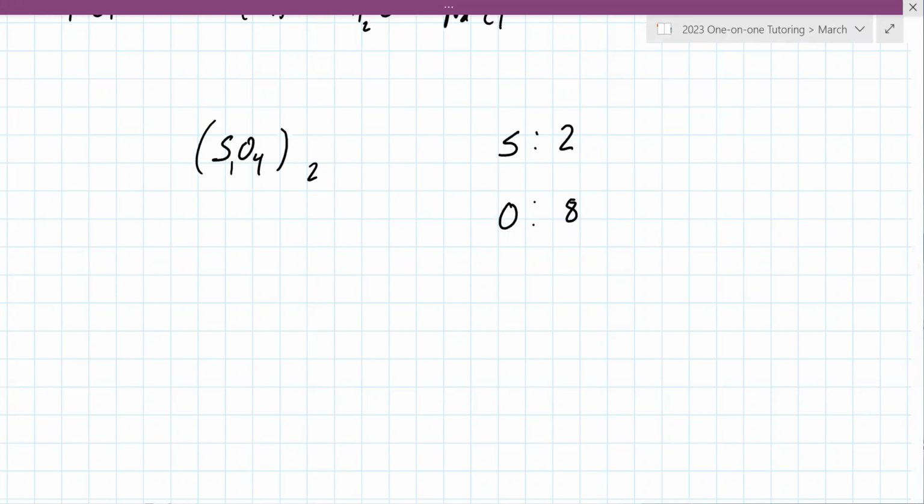Okay. Let me try one more balancing equation, one that's maybe a little more difficult than these, just to see if we've got it. Okay, so here's one. Just check here.